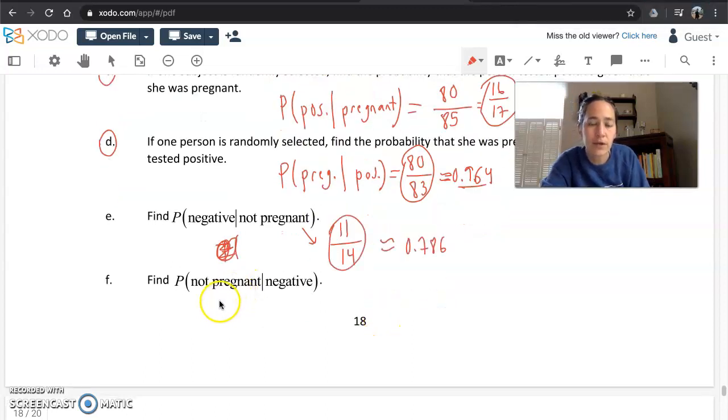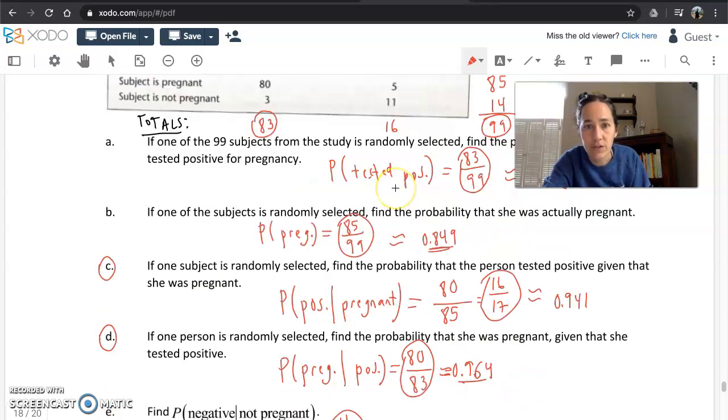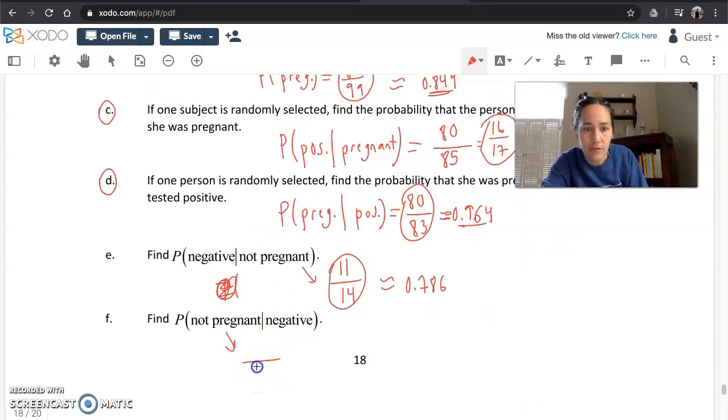And then the last one on the page, find the probability not pregnant given negative. Well, here's your denominator, all the tests that came up negative. So tested negative, there's 16 of those. And not pregnant, there are 11 of those that are not pregnant and tested negative. So 16 total that tested negative, 11 that are not pregnant and negative. And that gives you a decimal of about 0.6875. Actually, that's exactly 0.6875, or 0.688 if you round it.